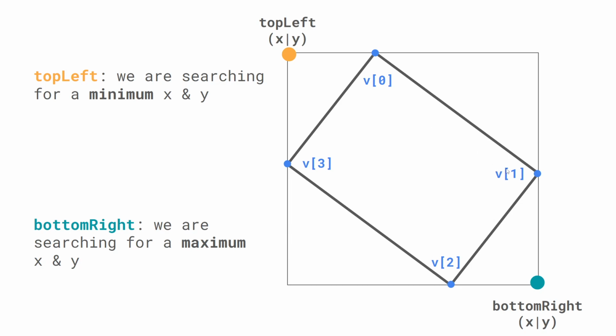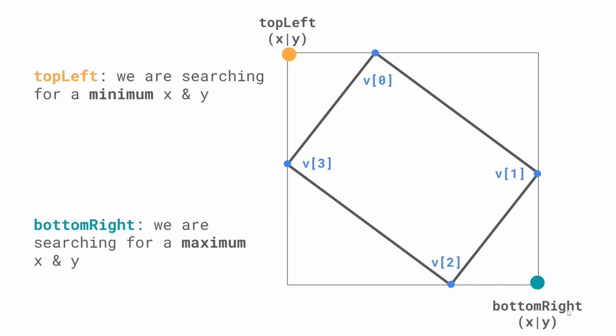Then again, we go to the next one. For vertex 1, the y value is larger than the previous one, so we're going to ignore it. Then we go to the next one. Y2 is also larger, we ignore it. Y3 is also larger, we ignore it. So this one is the smallest. And so we can calculate the top left value.